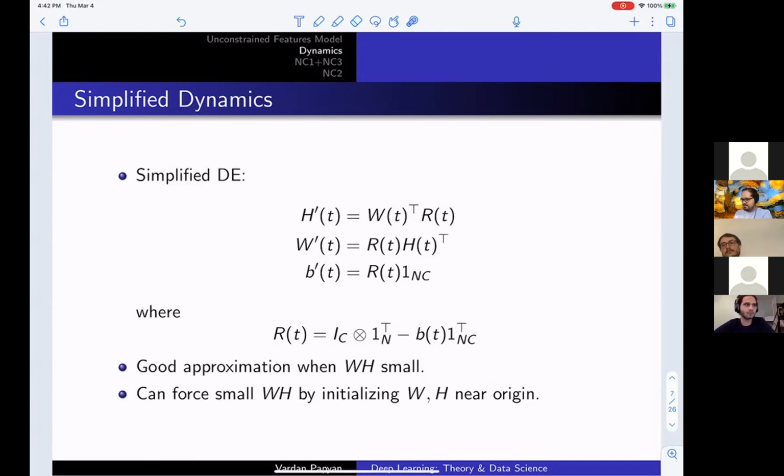Now, I want to emphasize that this is a very strong assumption to be making, that you are initializing next to the origin. It's quite a strong assumption, I would say.